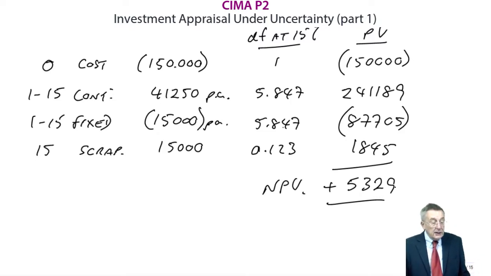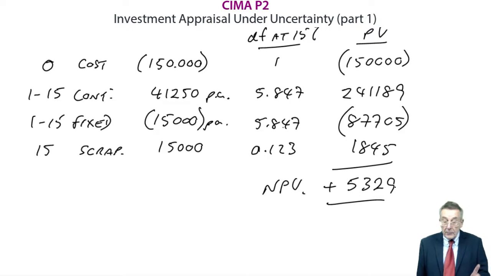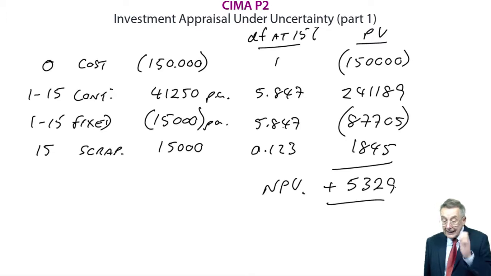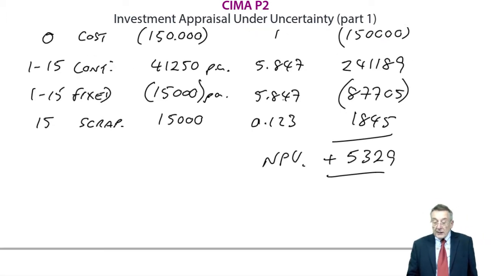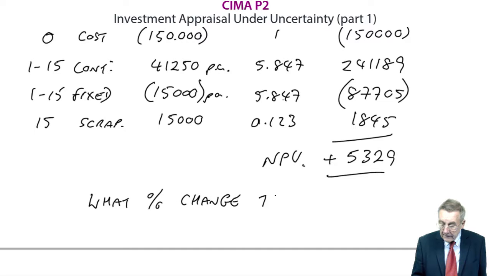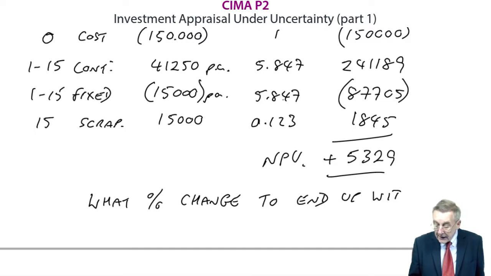And the question says, calculate the sensitivity to change of, number one, the initial investment. And all we mean by sensitivity is what percentage change can we afford to end up with a net present value of 0.